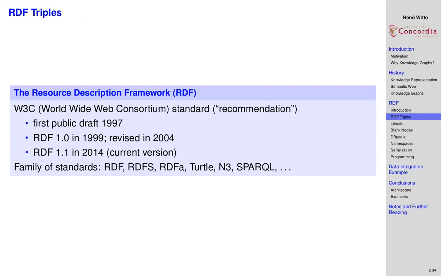RDF stands for Resource Description Framework, and as I mentioned, it is one of the standards published by the World Wide Web Consortium. In the W3C, the standards are called recommendations because it's a consortium, but it's basically the same thing as a standard. The first version of RDF came out in 1997. Version 1.0 was published in 1999 with some updates in 2004. And what we are using now is RDF version 1.1, which came out in 2014.